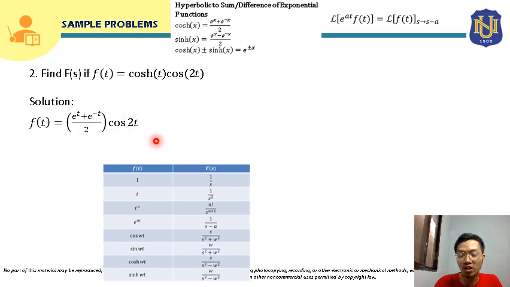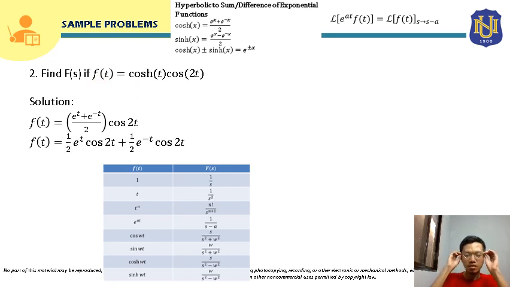If it will be multiplied to cosine 2t, if we distribute this to cosine 2t, this will become the result. So this will be 1/2 e raised to t times cosine 2t, and then 1/2 times e raised to negative t times cosine 2t. So this will be the result.